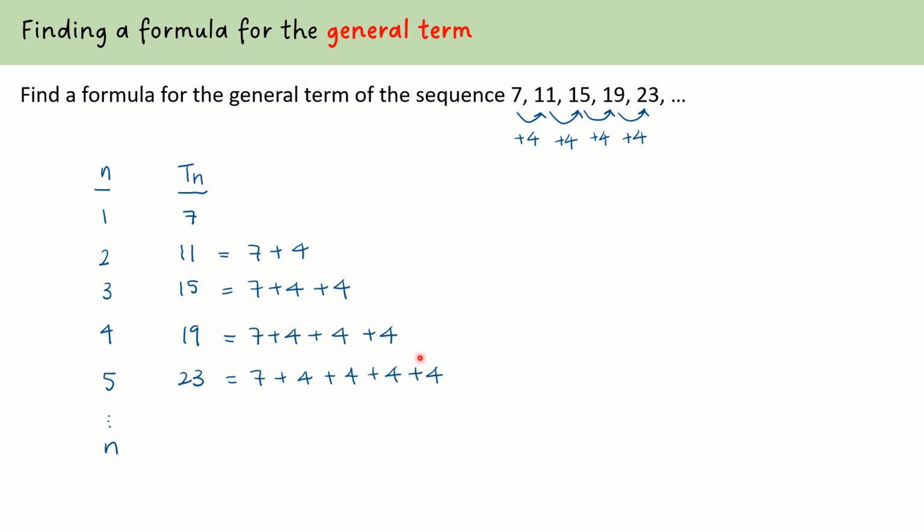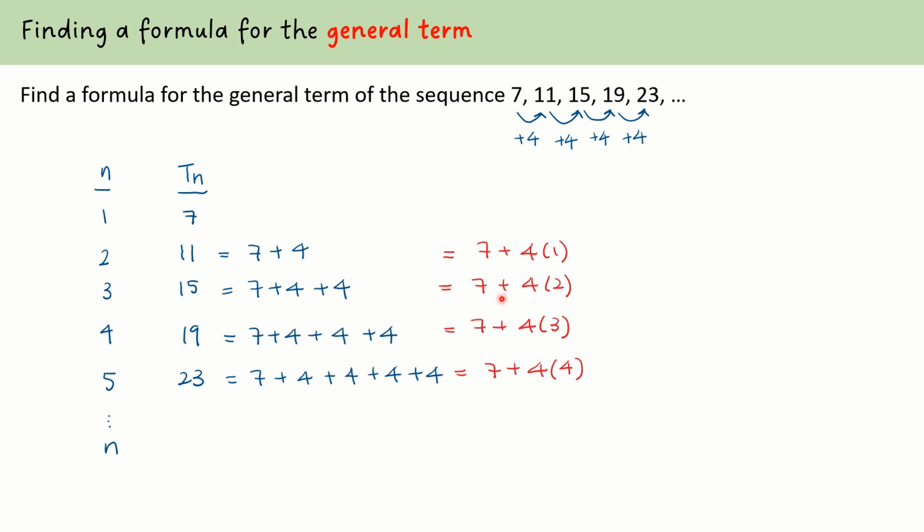How could we reduce writing so many 4s? We can simplify it by writing 7 plus 4 times 1 for the second term, then 7 plus 4 times 2, followed by 7 plus 4 times 3, and finally 7 plus 4 times 4. This is definitely neater to write as compared to this long series of numbers that I wrote in blue.